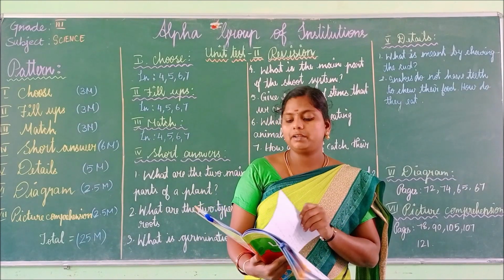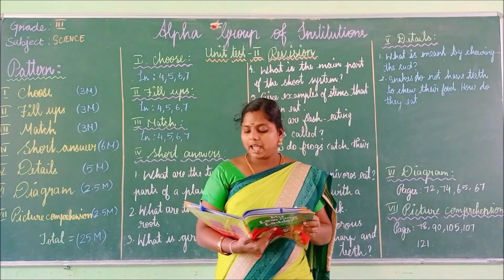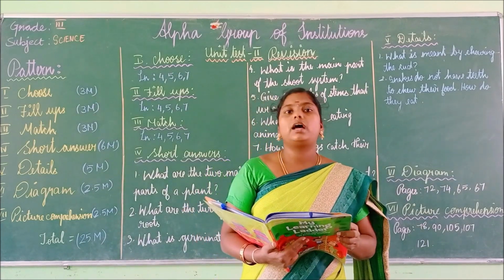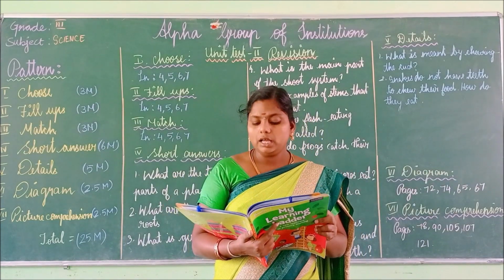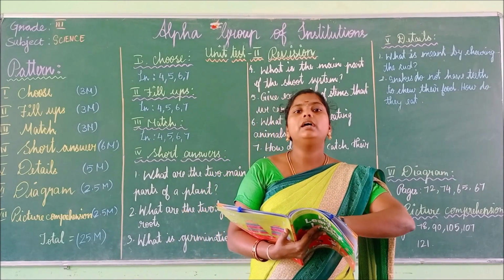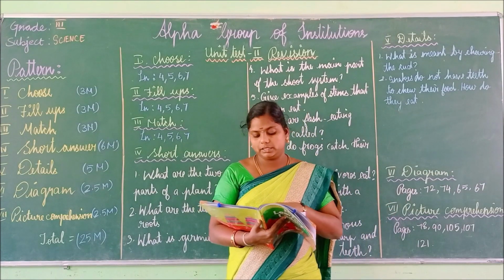And the next one, your lesson number 5, fill-ups. Dash are animals which eat only plants. So the animals which will eat only plants are called herbivores.